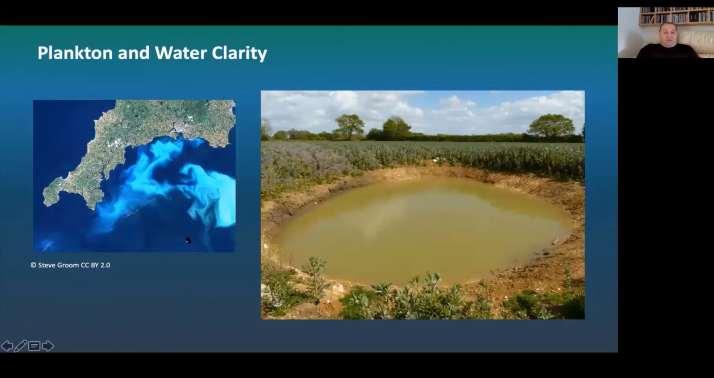And then they can occur on very large scales. Here's an algal bloom that's occurring off Devon and Cornwall in the sea. And again, this is driving the whole marine ecosystem. And here's a rather murky looking pond, but again, this is in Norfolk from Carl Sayer's work.